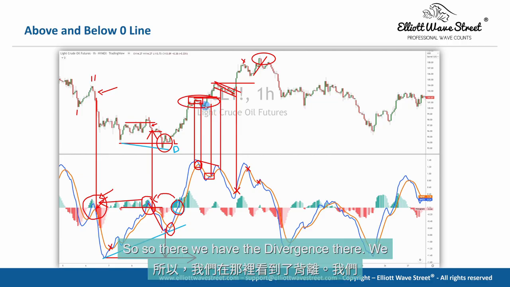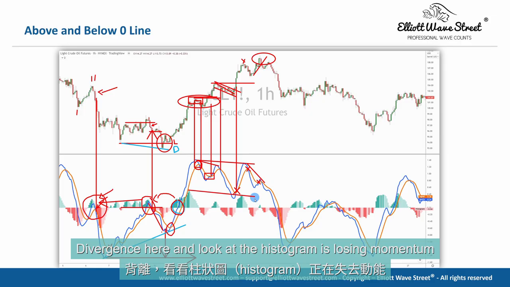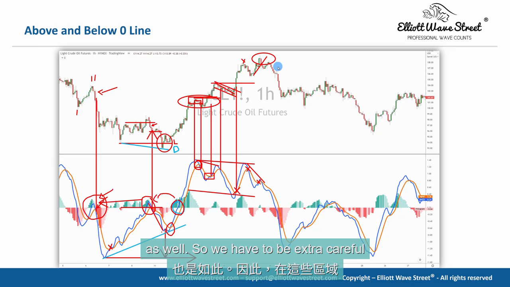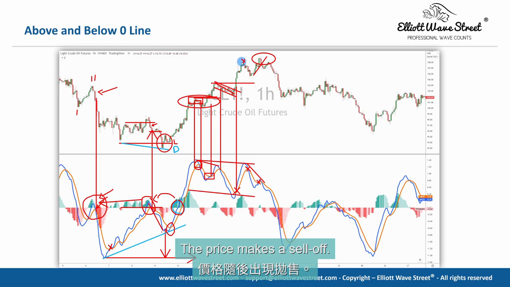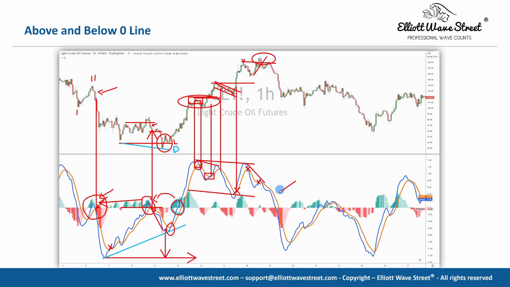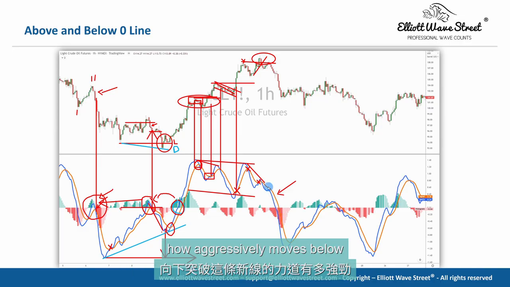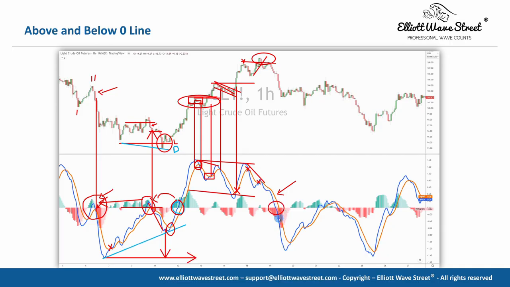So there we have the divergence. There we have the divergence here again, and we have another divergence here. And look, the histogram is losing momentum as well. So we have to be extra careful with any bullish position in these areas. The price makes a sell-off here. It makes the rejection. Look how aggressively the MACD moves below the zero line. So again, it is going from bullish to bearish right here. The MACD now is bearish in this area.